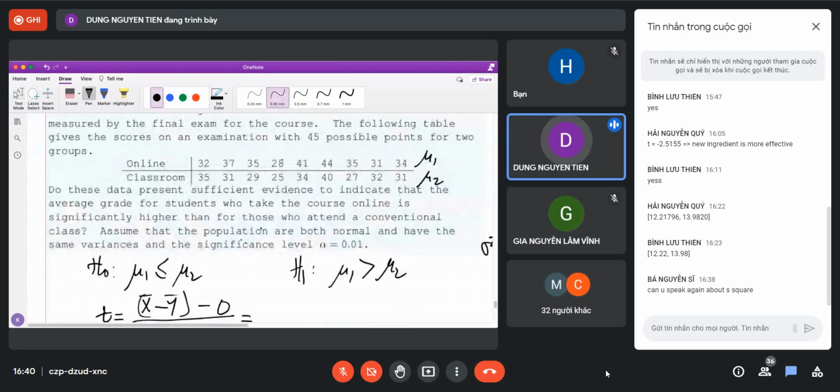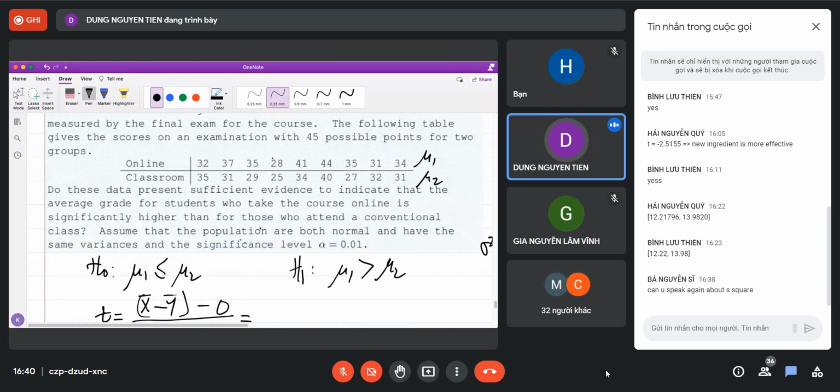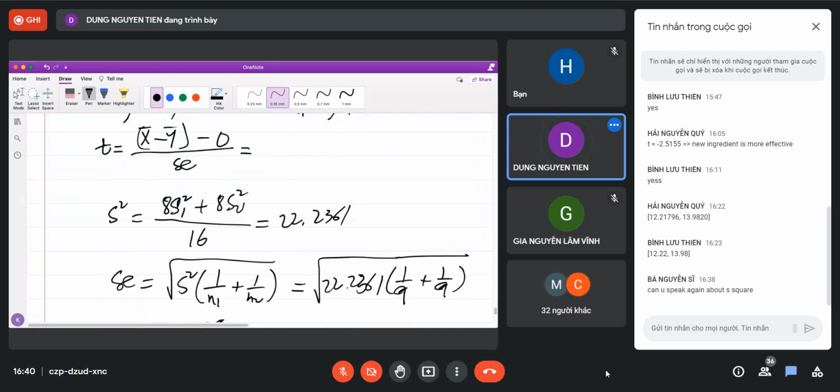In this example, there are 9 observations in each group. So n1 is 9, n2 is 9, and then you get s squared is (9 minus 1) 8 s1 squared plus 8 s2 squared over 16. Do you understand?